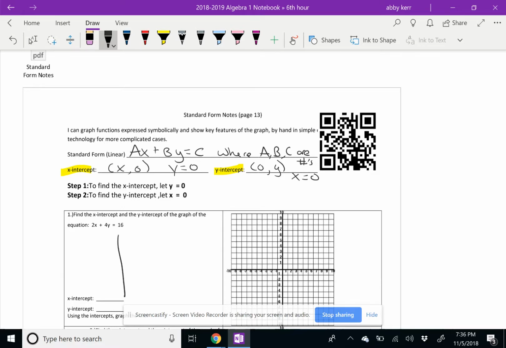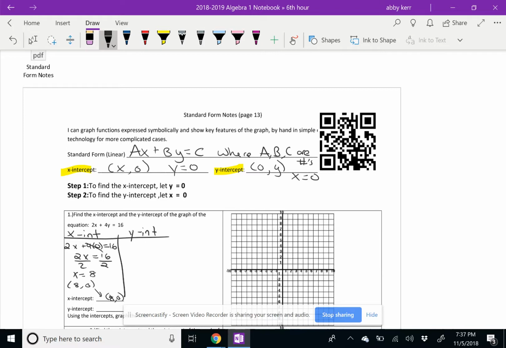So frankly, what you should do is make 2 small problems. Always label your work. Now for the x-intercept, you're going to plug in 0 for your y value, because that's what step 1 says. 4 times 0 wipes away. So then we just have a 1 step. 2x equals 16. Divide by 2. X equals 8. Now remember, this is an ordered pair, so it's 8 comma 0. So I'm just going to put it down here.